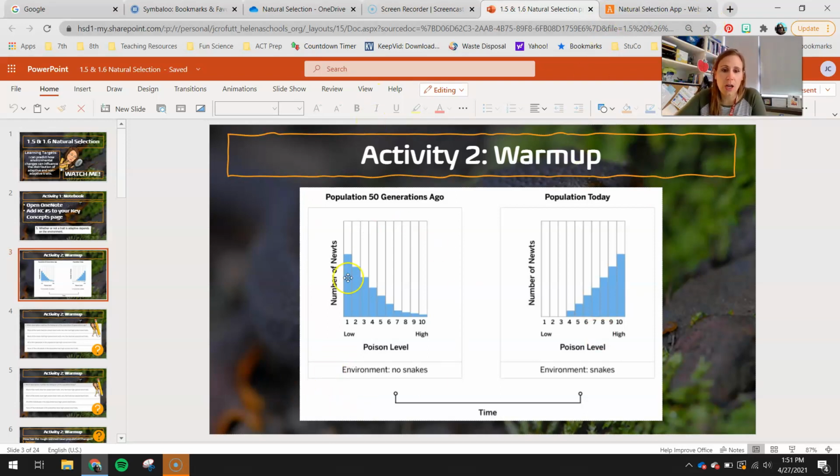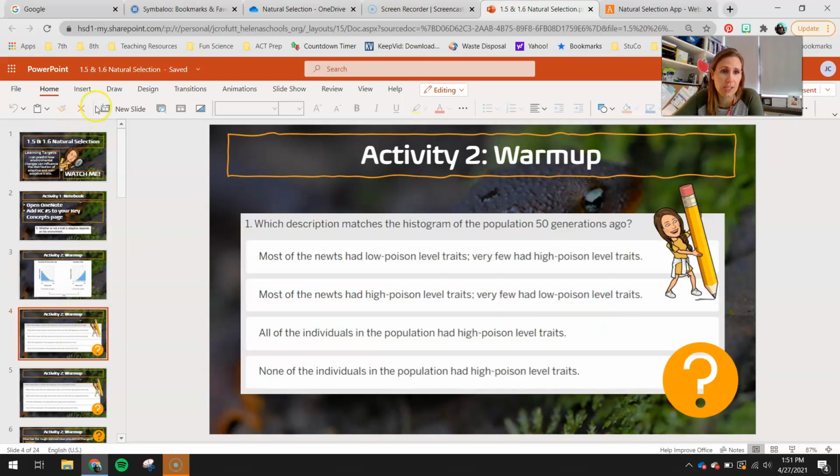All right, so in our 50 generations ago histogram, we see that low poison levels are our predominant traits, but we have anywhere up to some poisonous. So there's a few poisonous newts in this population. And then in the population today, you see that our population has shifted, whereas now we have the higher distribution at poison level 10, and we don't even have any that are poison level 1, 2, or 3. Okay, so with that being said, you have some questions to answer.